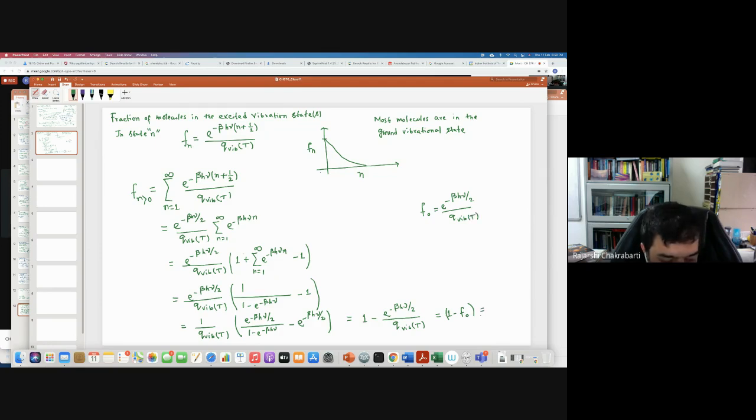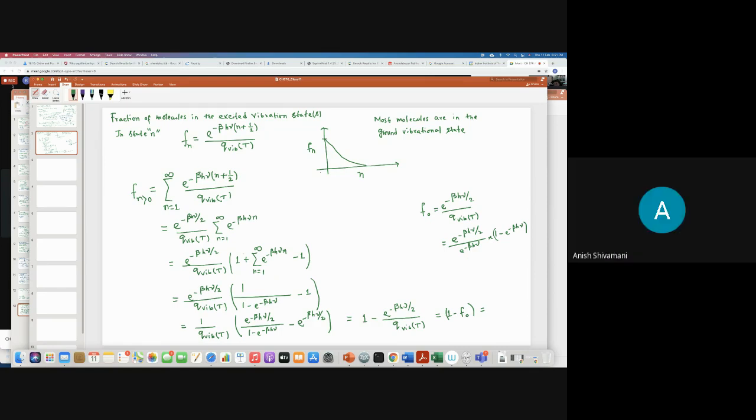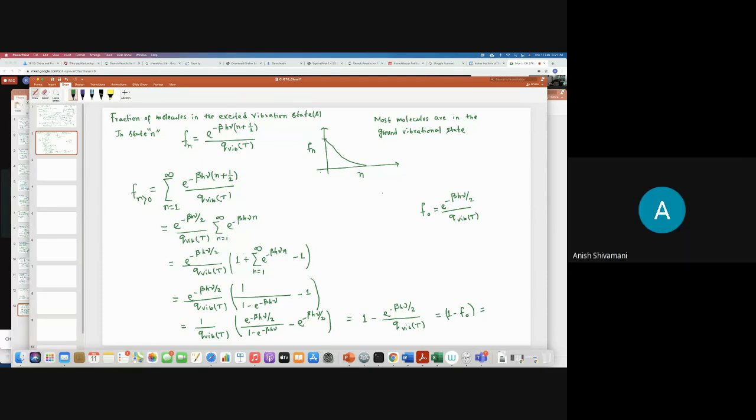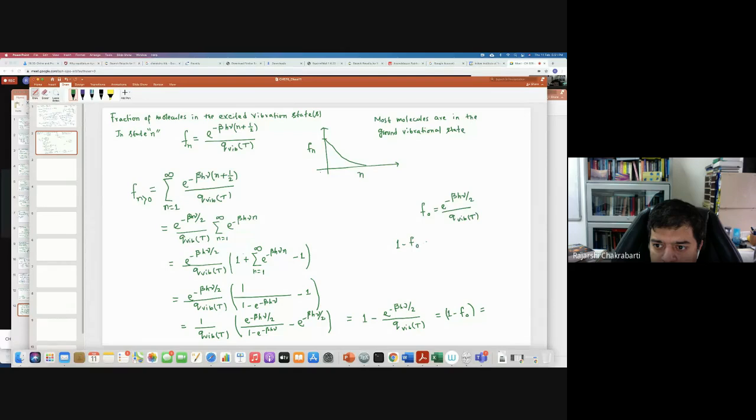And then can I simplify further? Yes, I can simplify further, isn't it? What is this? 1 minus f0. 1 minus f0 is what? Because if I put the expression of this vibrational partition function, this is the vibrational partition function, isn't it? I can keep it like this, but I am saying that 1 minus f0. Let me do it here again. So what is 1 minus f0?